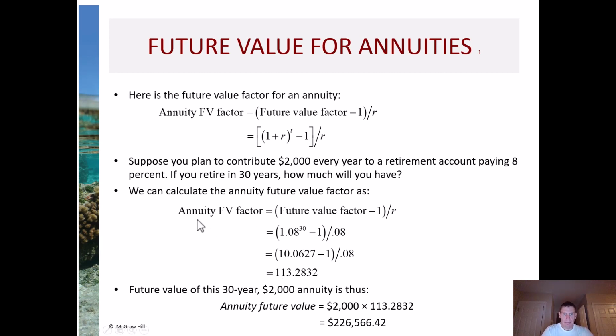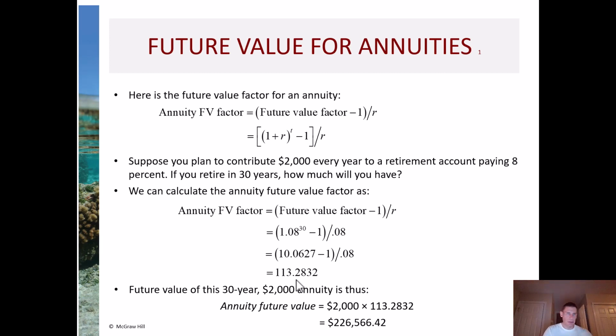So look at your formula. We have the annuity FV factor, which is the future value factor minus 1, over R. We know it's paying 8%, so we put in parentheses 1.08. We know it's 30 years, so to the power of 30, minus 1 per the formula, and then divide it by, again, the interest rate R. And then what do we get? We get 113.2832.